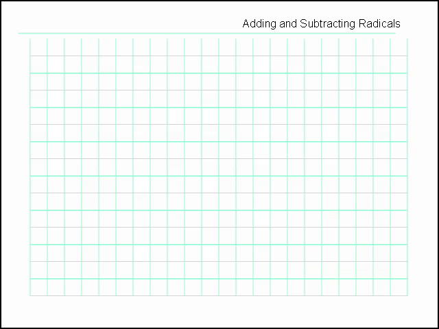Alright, this lesson is on adding and subtracting radicals. The square root of 3 times the square root of 7 is the square root of 21. You just multiply the two numbers together. However, addition of radicals does not work the same way. The square root of 3 plus the square root of 7 is not the square root of 10.